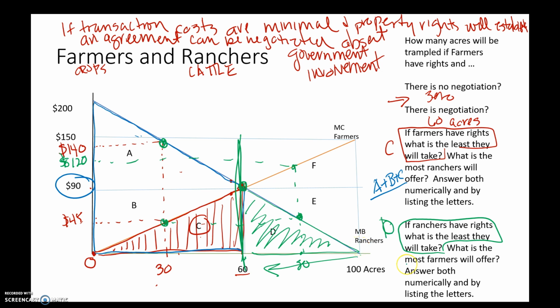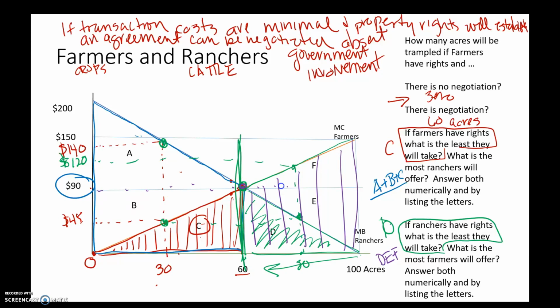And what's the most the farmers will offer? Well, the most the farmers will offer is anything under the cost curve, because this is the cost to them for having these acres trampled. So D, E, and F. So the farmers will offer at most D, E, F. The ranchers will take at least D, and so they'll negotiate somewhere in the middle. And again, they're negotiating at $90.